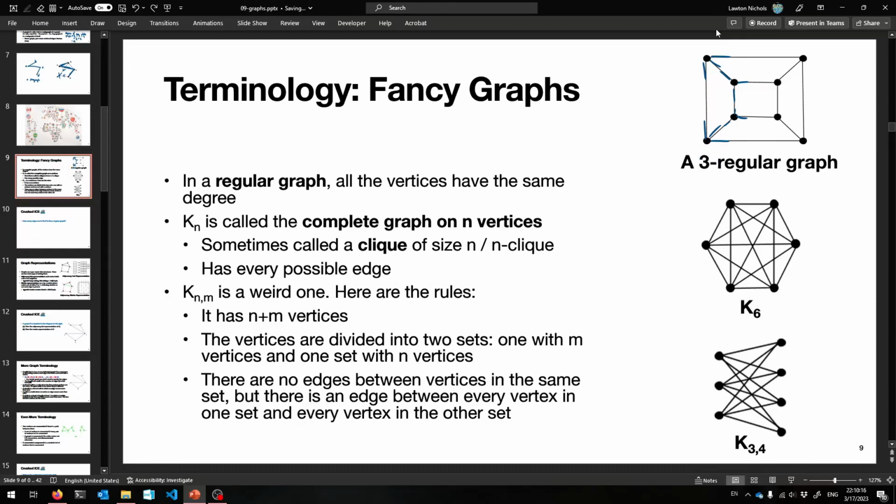Next we have a graph that we lovingly refer to as K with a subscript of a number.